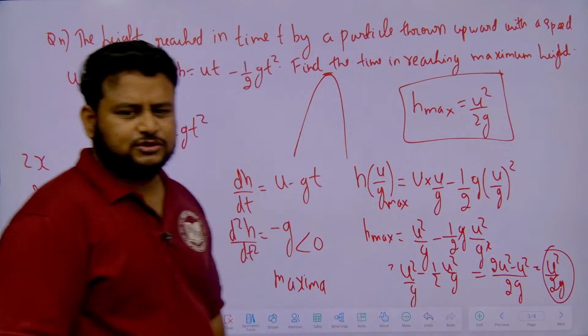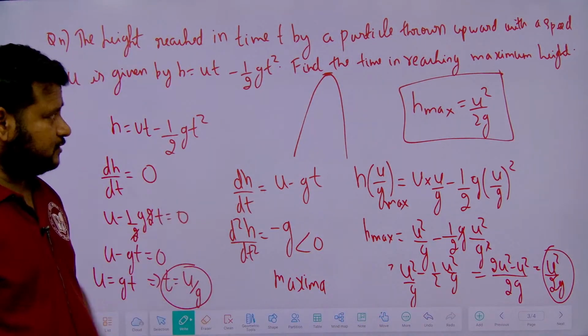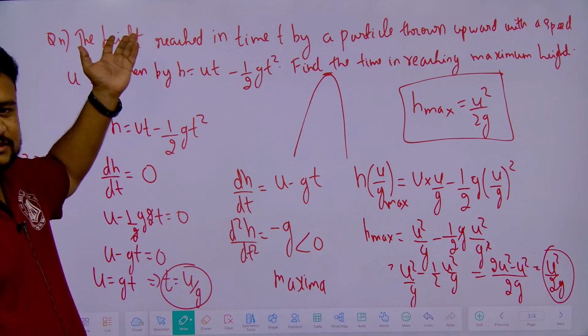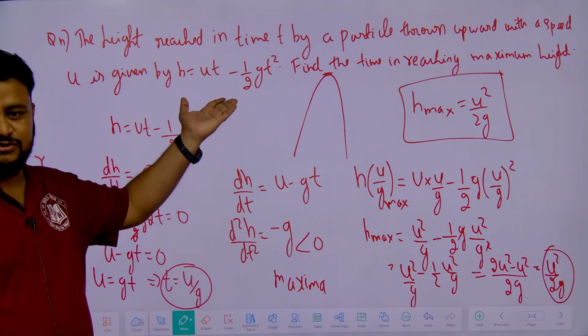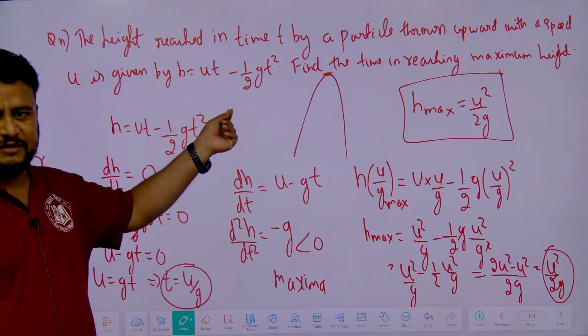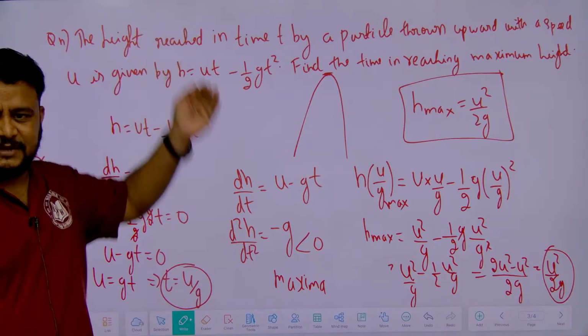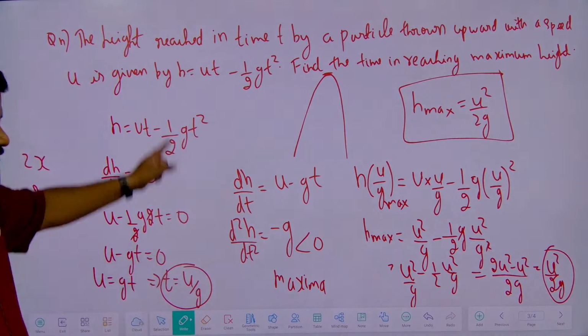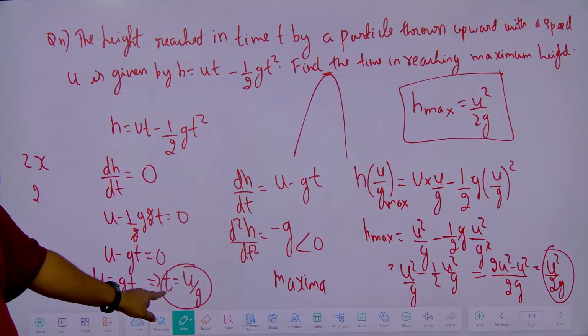H max is what? U square by 2g. This is actually a formula you can use, because whenever you throw the ball upwards, the height will always be given by this equation, because acceleration due to gravity will be negative when you are throwing up. When it is coming down, it will be positive. So when it is thrown up, the time taken to reach the maximum height is U by g. Make a note of it.